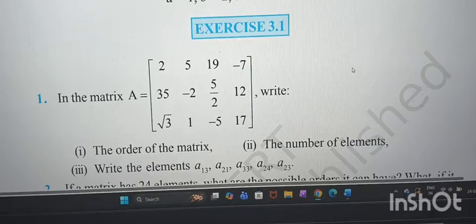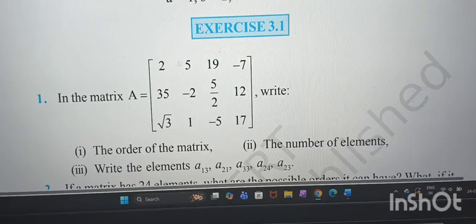So we were doing the chapter Matrices in class 12 mathematics, and today we'll be starting exercise 3.1. The first question says that there is a matrix A that is given to us, and they're asking what is the order of the matrix. So the order of the matrix is nothing but m cross n, where m is the number of rows and n is the number of columns.